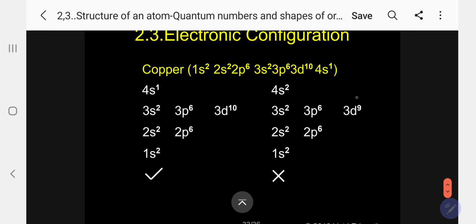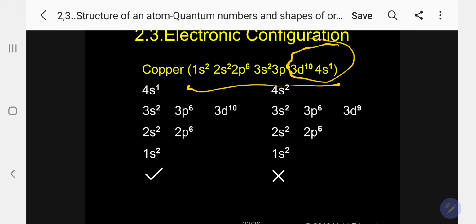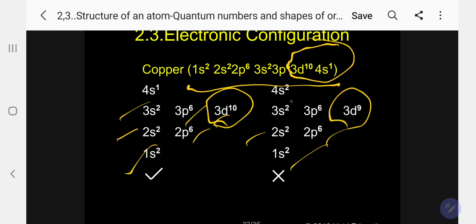Second example, I can give an example for completely filled. Example copper, 3d9, 3d10. Based on the atomic number, 29 is the atomic number. The configuration is 1s2, 2s2, 2p6, 3s2, 3p6, 3d10, 4s1. We will consider only the outermost. So 1s2, 2s2, 2p6, 3s2, 3p6 filled, then 3d. Here the problem started. Kindly follow.